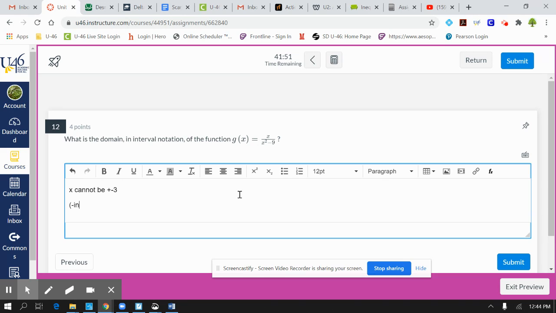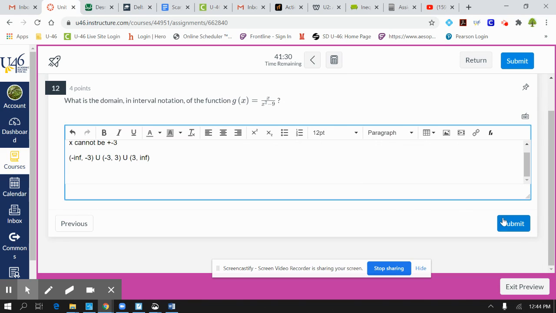So it's negative infinity all the way to negative 3, and then pick it up again at negative 3 all the way to 3. Don't forget those middle numbers. A lot of people forget the middle part. All the numbers between negative 3 and 3 are okay. And then 3 to infinity. But I would prefer if you did the f of x button. I'm just trying to save time. And then that's it. Submit.